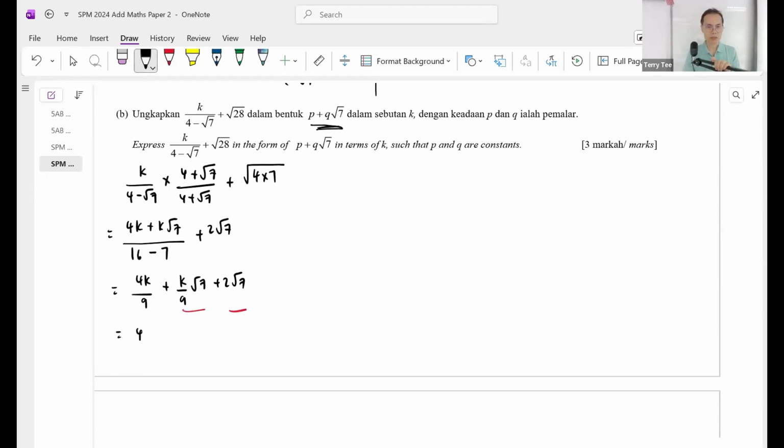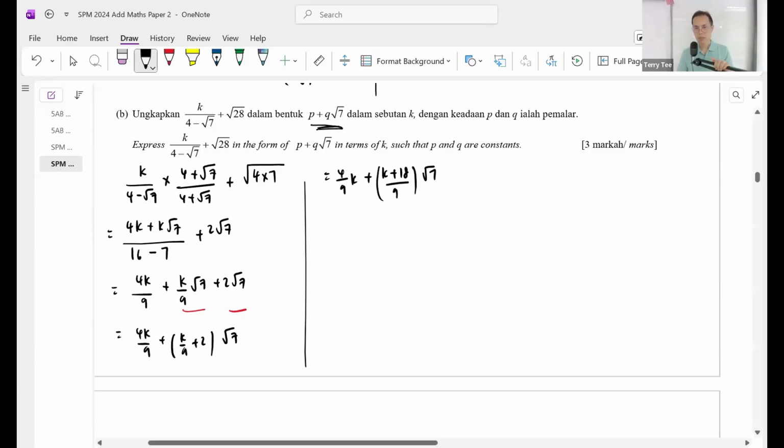So I'm going to factorize, as in I write k over 9 plus 2, bracket set 7. This is 4 over 9k. This is k plus 18 over 9, whole thing set 7. Right? I just combine it because the question asks us to put it together in the form of P and Q, right? P plus Q set 7. So there you go. That's your answer. Do you need to write what is the value of P and Q? No need. We just stop here.